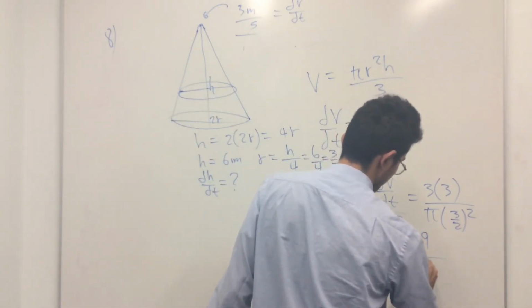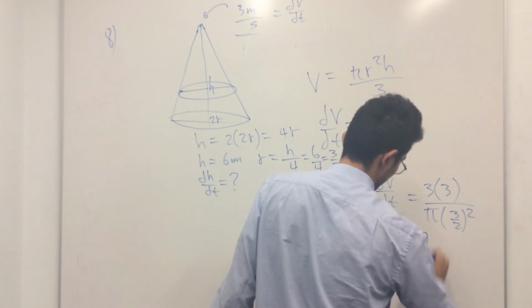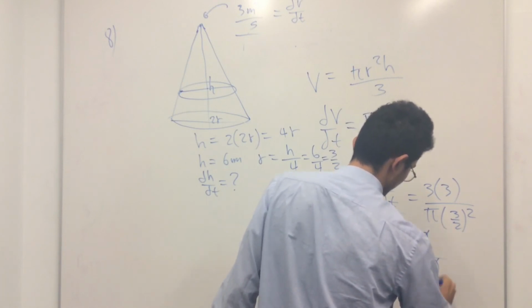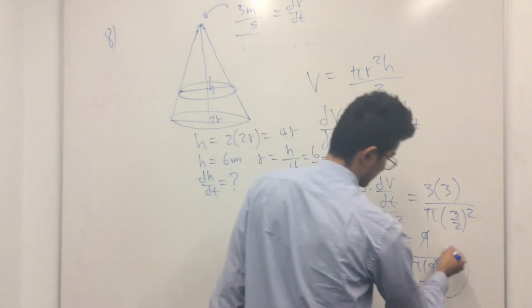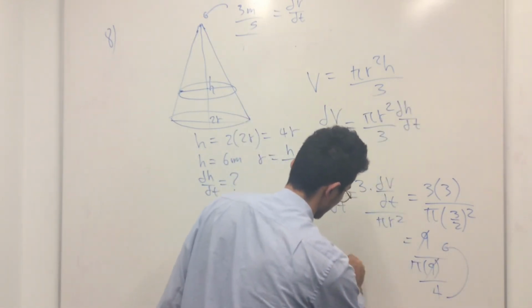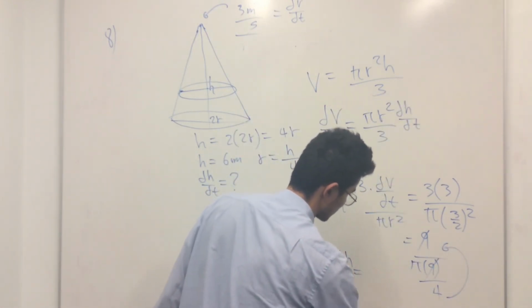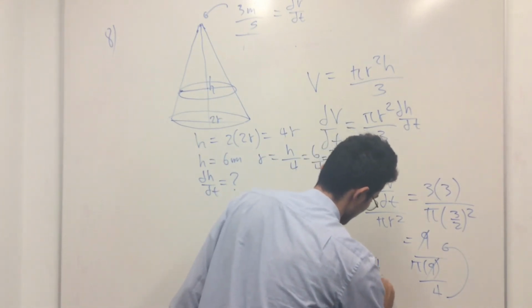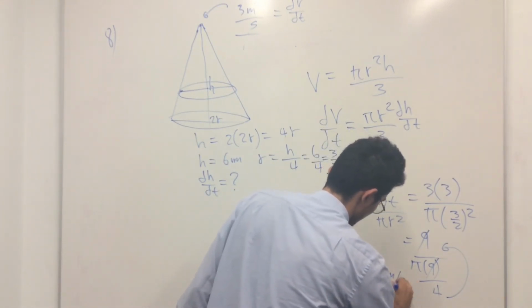And then 3 squared is 9. So that 9 and that 9 cancel out, divided by 4. The 4 goes out, and we have that the rate of change of the height with respect to time is going to be 4 over 5 meters per second.